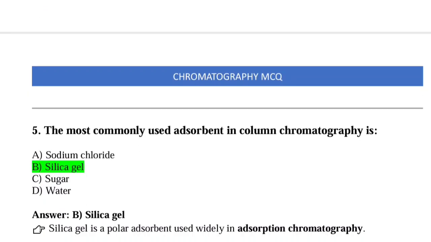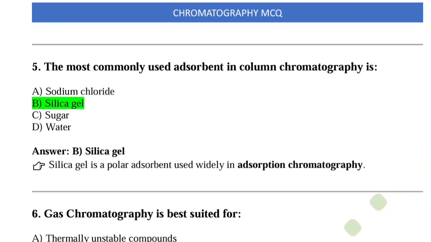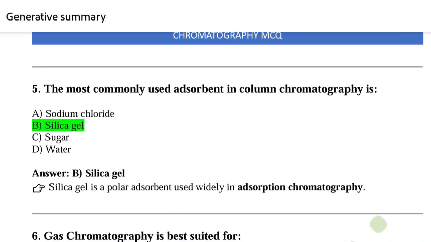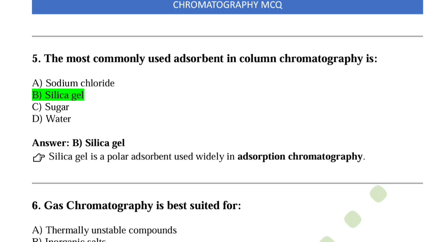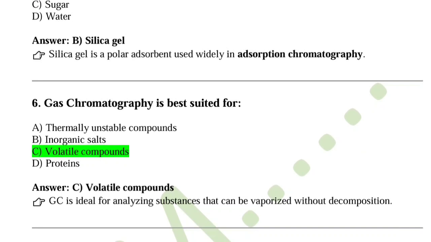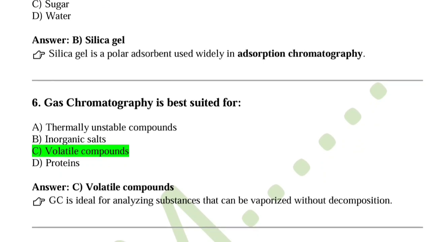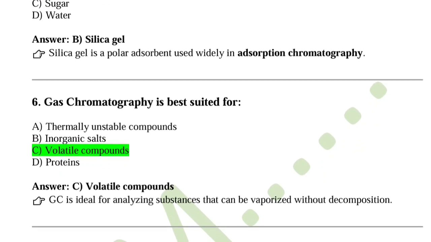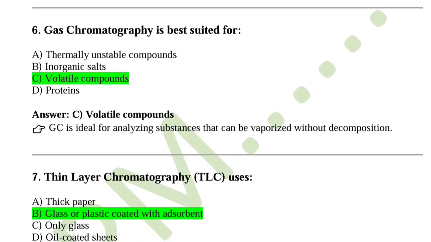Question number 5: the most commonly used adsorbent in column chromatography is silica gel. Silica gel is a polar adsorbent used widely in adsorption chromatography. Question number 6: gas chromatography is best suited for volatile compounds, the samples which are volatile in nature. Gas chromatography is ideal for analyzing substances that can be vaporized without decomposition.